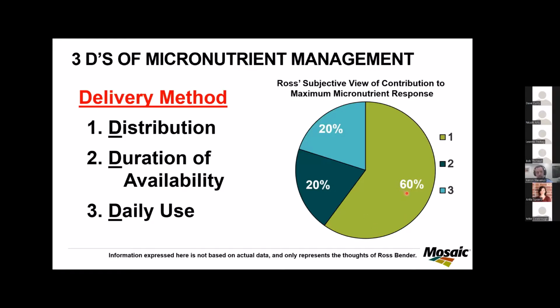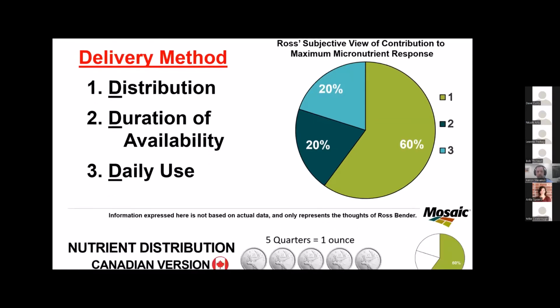So when you look at it from an importance side of things, 60% is the most important, and that goes to distribution. If we can't distribute that micronutrient properly, we're going to run into some troubles. We're going to have toxic, deficient, and sufficient all within the same field. And then evenly split 20-20, even if you put them together as 40 because they are fairly similar, is duration of availability and daily use.